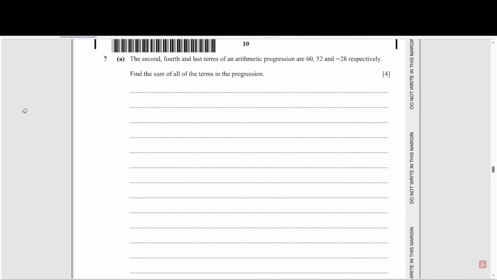Number 7a. The second, fourth, and last terms of an AP are 60, 52, and then negative 28. So it is an AP. You have to find the sum of all terms, right? We're given the second, the fourth, and then the last term. Remember, for an AP, the nth term, which is the same as the last term, is equal to the first term plus n minus 1 times the common difference.